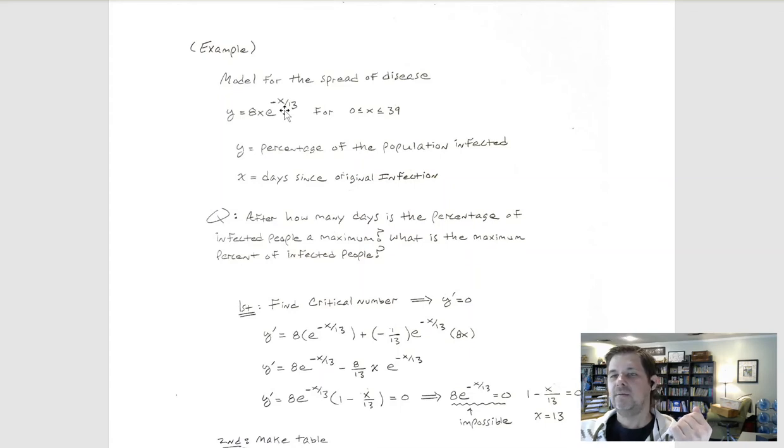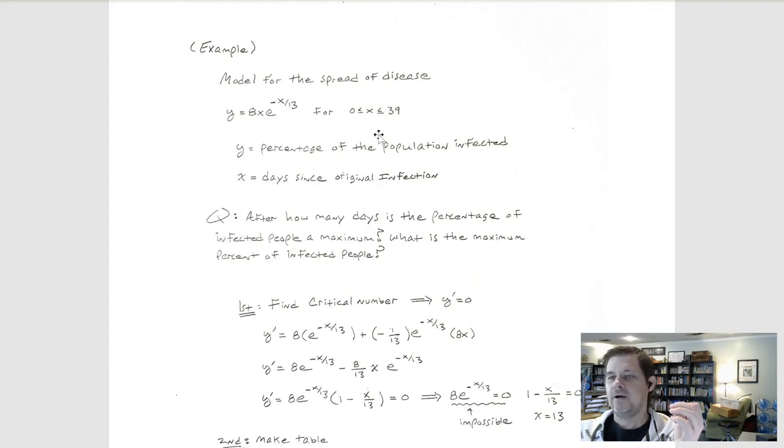So this was on my MyMathLab, and I don't exactly know where it came from there, but it is a typical kind of model for this kind of thing, okay? So what we have here is a model for the spread of a disease. y equals 8 times x times e, where e is a number that's about 2.718, raised to the power negative x over 13, okay? Where y tells me the percentage of the population that's infected, and x is the number of days since the original infection, okay?